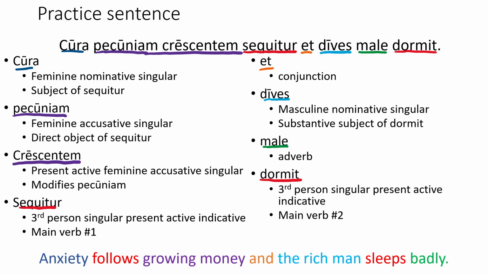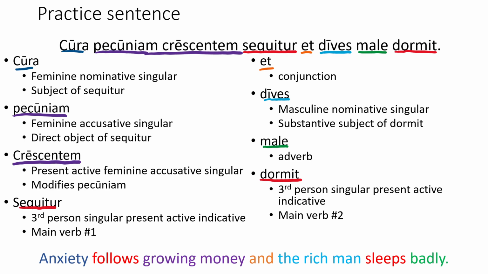Let's start with everything before the et. The first main verb is sequitur, which is a third person singular present active indicative. The subject of this verb is the feminine nominative singular cura. The direct object of sequitur is the feminine accusative singular pecuniam, which is modified by the feminine accusative singular present active participle crescentem. After the conjunction et, the second main verb is dormit, which is a third-person singular present active indicative. The subject of this verb is the masculine nominative singular substantive adjective dives.